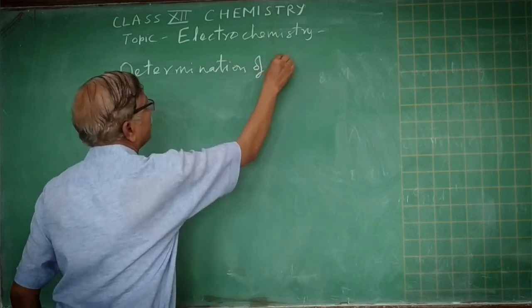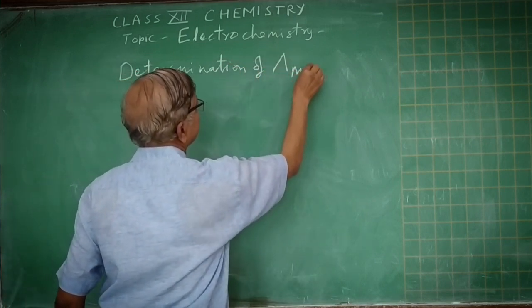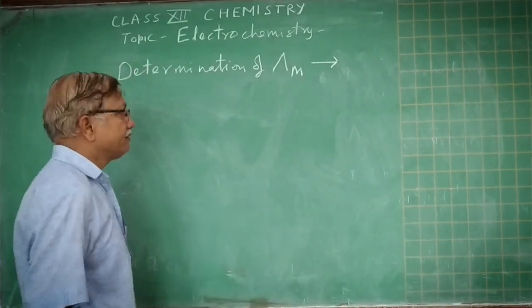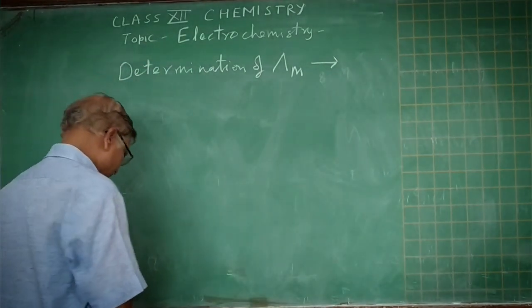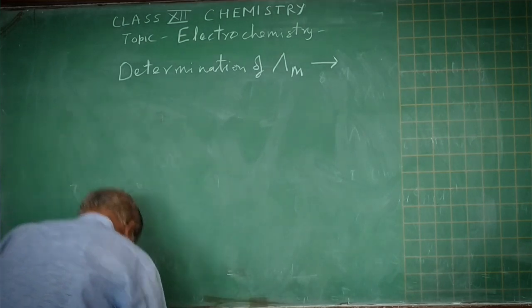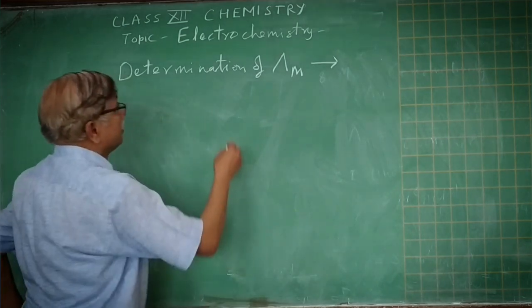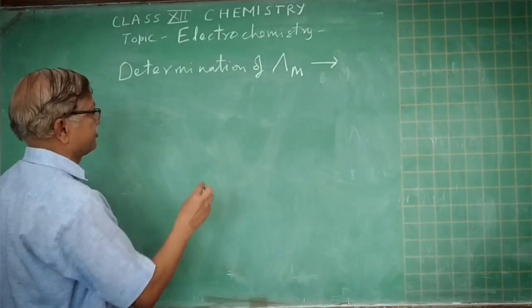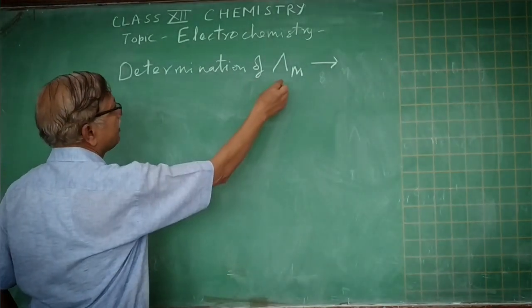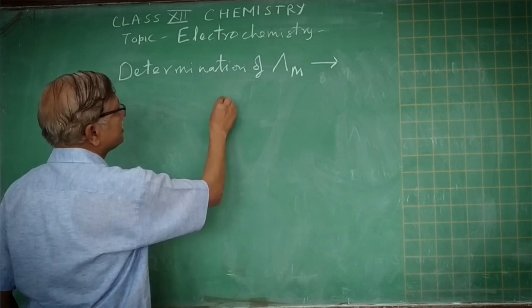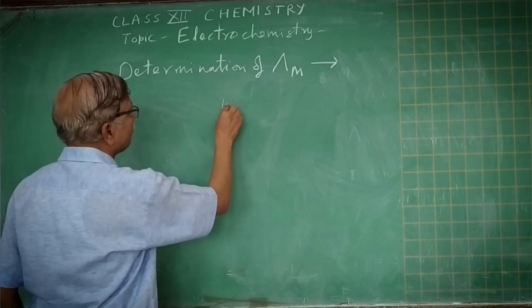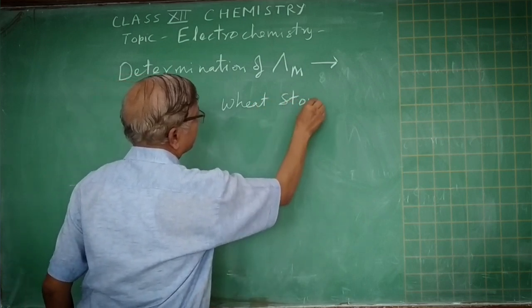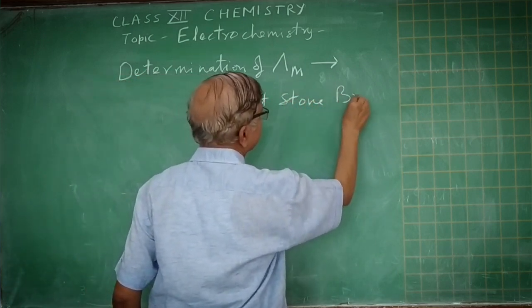Determination of molar conductivity lambda m. Molar conductivity lambda m can be determined by using the principle of Wheatstone bridge. How can we determine molar conductivity? By using the principle of Wheatstone bridge.